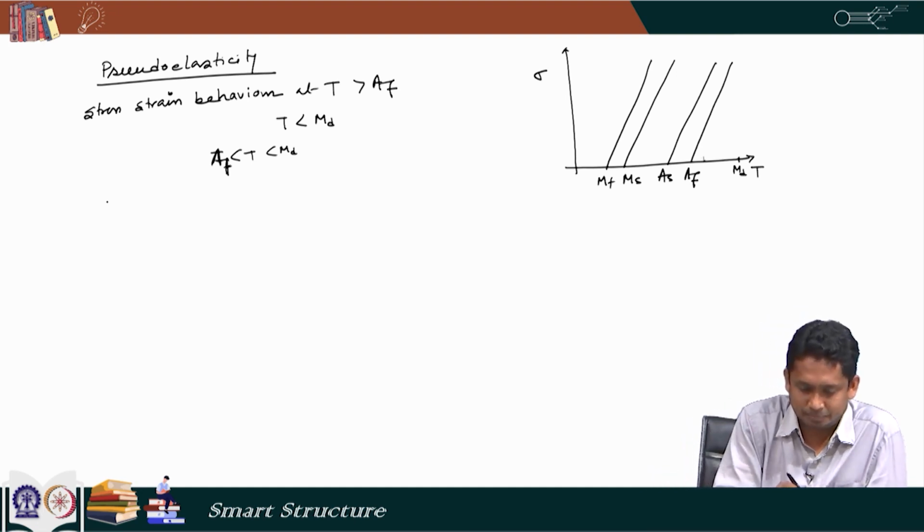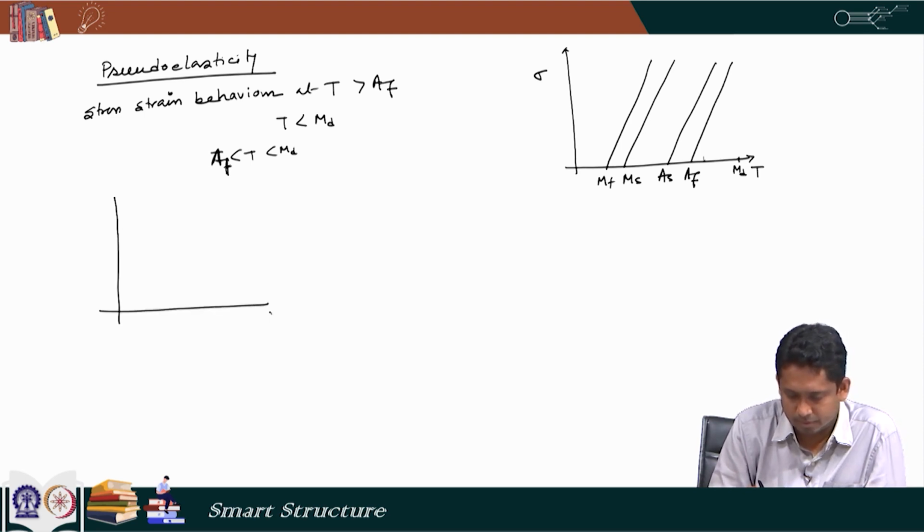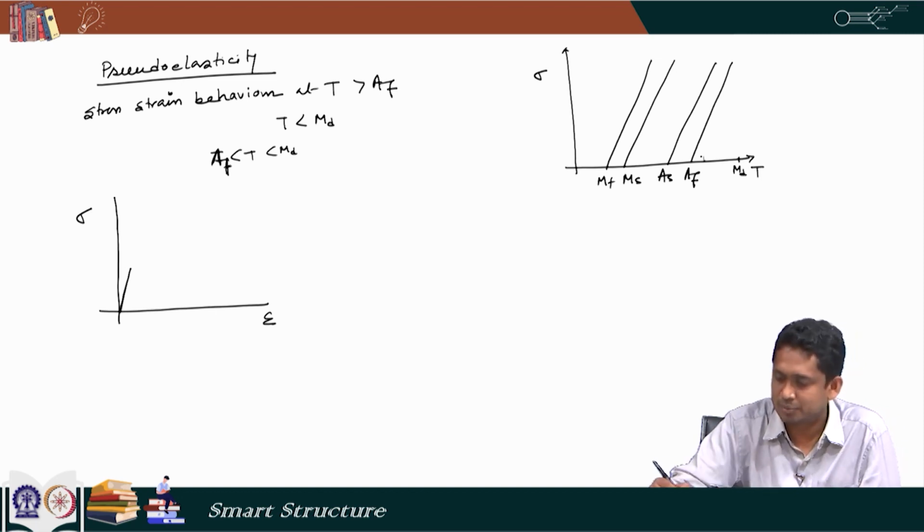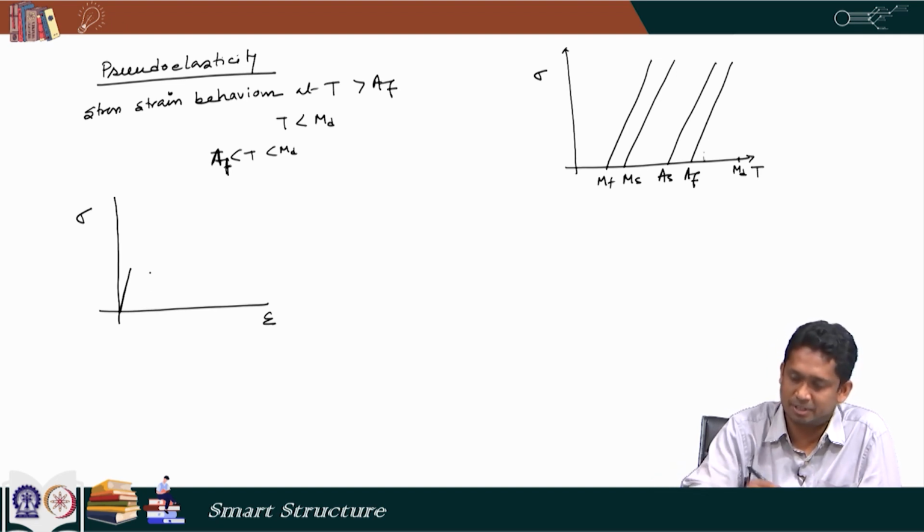So, initially the material is austenite, so it has a linear stress-strain behavior. As we keep increasing the strain, initially it is austenite, so it shows a linear stress-strain behavior.